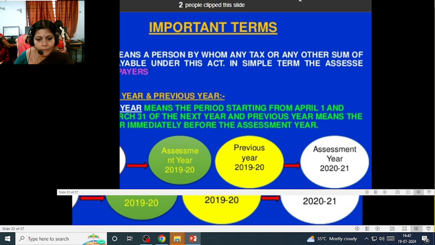So important terms, assessment year: he has given the model. If the assessment year is taken as 19-20, the previous year will be 18-19.